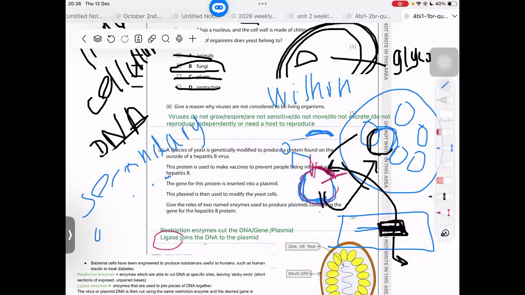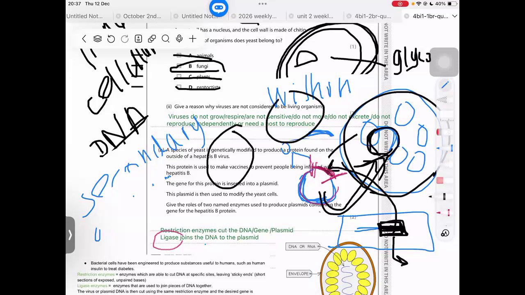Okay, so I hope you understood it. You can put it back into the yeast cell, and they will reproduce. And when they reproduce, they create the same plasmid inside them. So all those yeast cells can now produce that particular protein which the hepatitis B virus used to produce. So that is the story behind this.